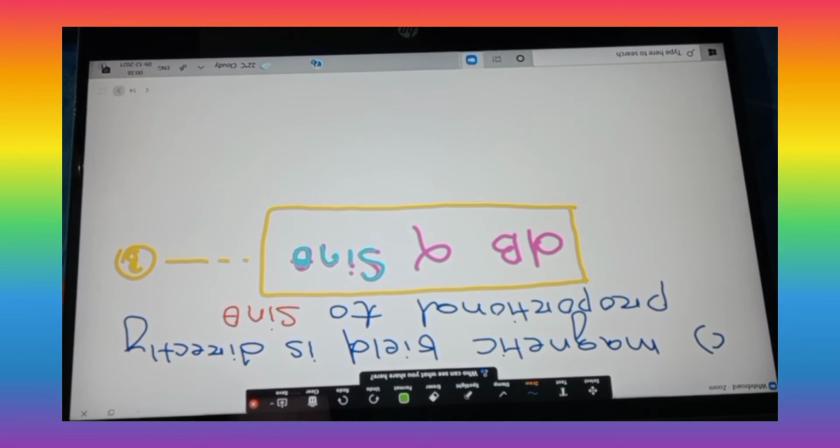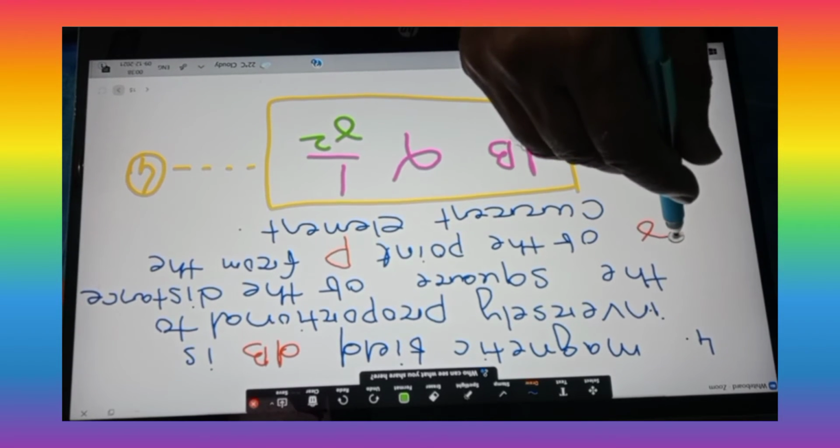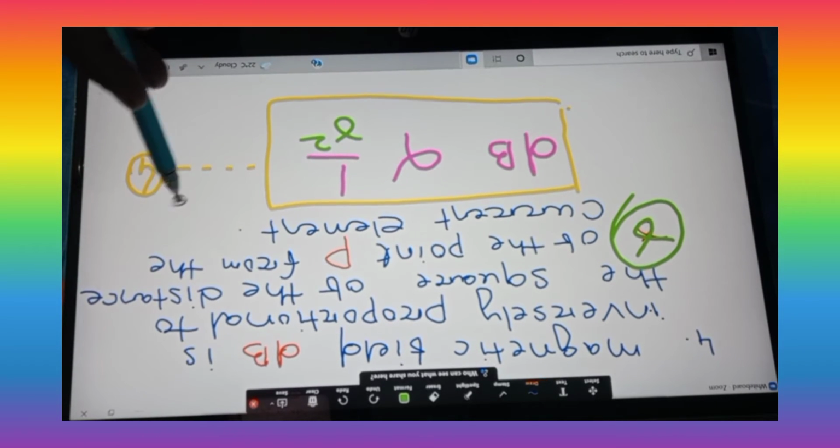The third important point of the Biot-Savart law is that the magnetic field is directly proportional to sine theta. Understand? And the fourth point, the magnetic field is inversely proportional to the square of the distance r, the square of the distance r of the point P from the current element.